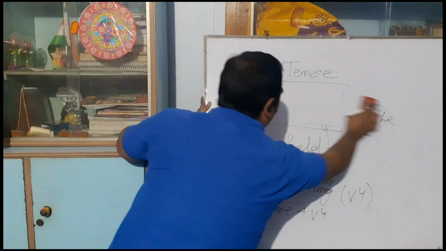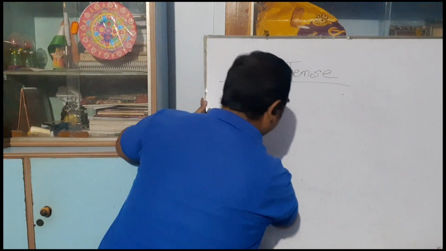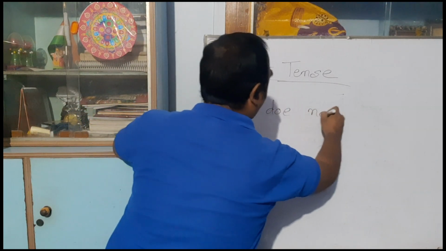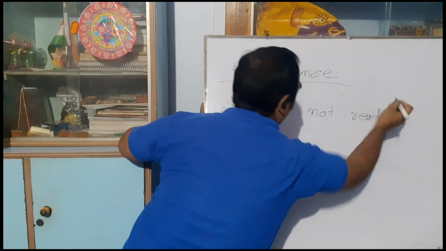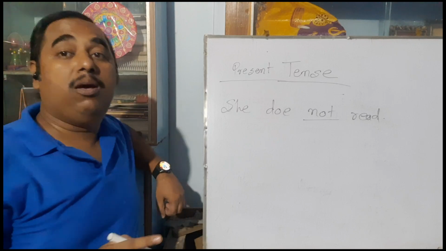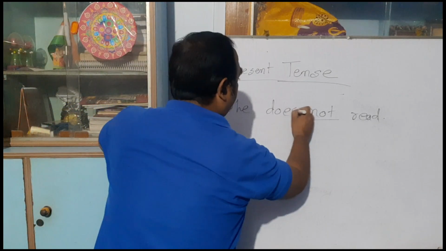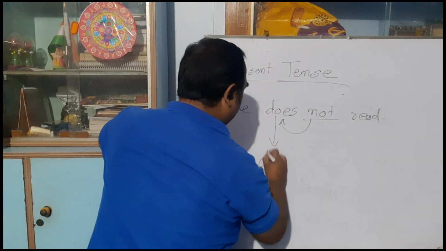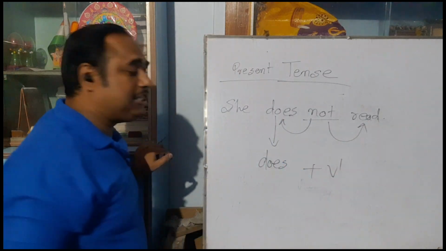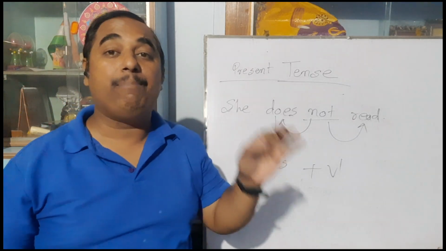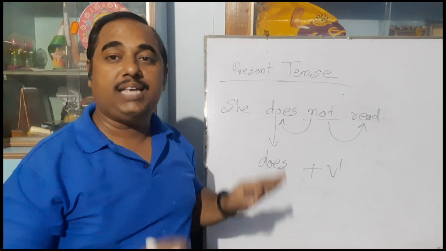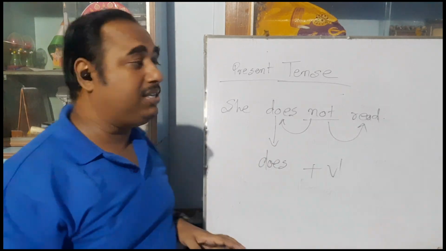Now, one more example. If I take, she does not read. Now see, there is a negative sentence and helping verb always comes before the negative. So this is helping verb, this is does, and after this there is V1. So I have taught does plus V1, that will be simple present tense. So this sentence is of simple present tense. There should not be any kind of doubt about this.